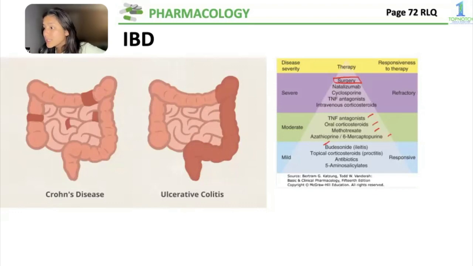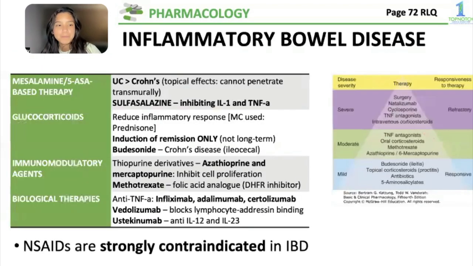We can also use natalizumab, another monoclonal antibody, and some more medications, which I'll discuss in the next slide. Again, let's start with the mildest form of treatment, your mesalamine or your 5-ASA-based therapy. This is more effective in ulcerative colitis than it is in Crohn's. So why is this more effective in ulcerative colitis? Typically, this mesalamine is given topically, meaning it is given per rectum.